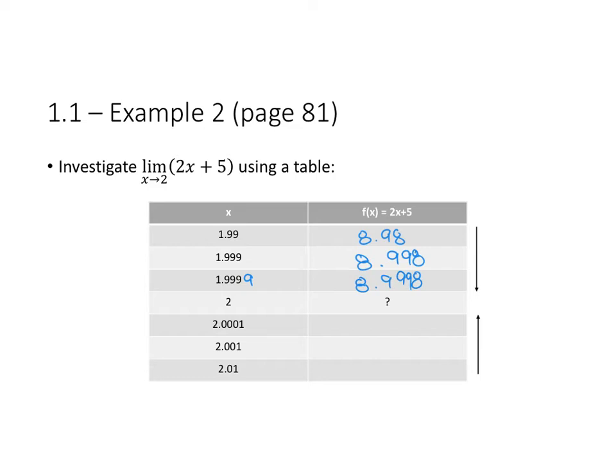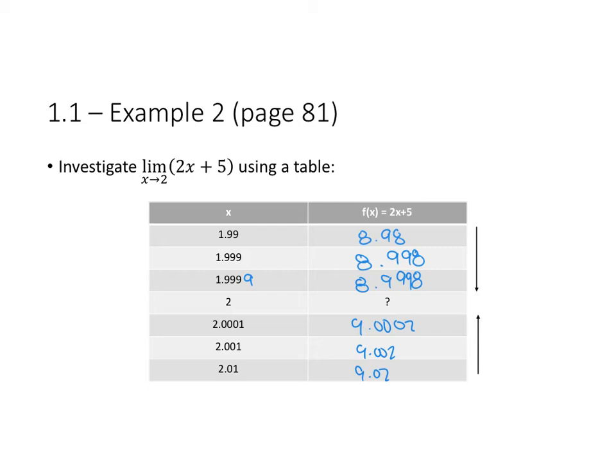2.00001, 9.00002, 2.001, 9.002, 2.01, 9.02. Now I didn't mention it, but it's worth mentioning.